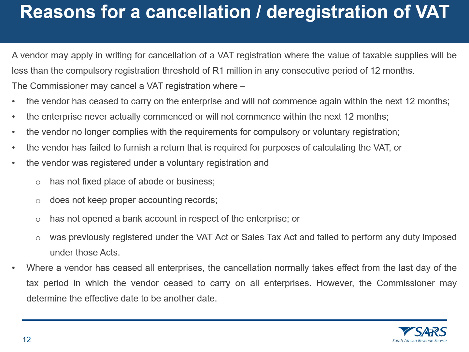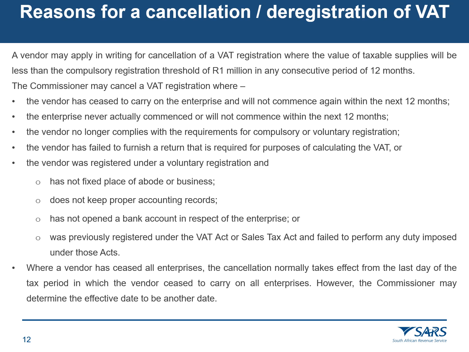The enterprise never actually commenced or will not commence within the next 12 months. The vendor no longer complies with the requirements of voluntary or compulsory registration. The vendor has failed to furnish a return that is required for the purposes of calculating the VAT, or the vendor was registered under a voluntary registration and has no fixed place of business, does not keep proper accounting records, has not opened a bank account in respect of the enterprise, or was previously registered under the VAT Act or Sales Tax Act and failed to perform any duty imposed under those acts.